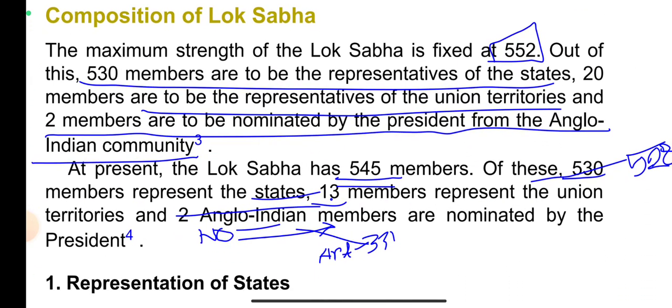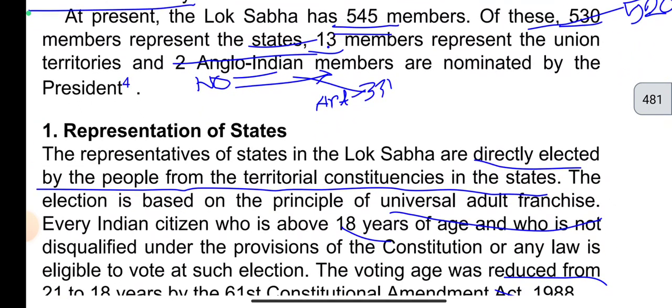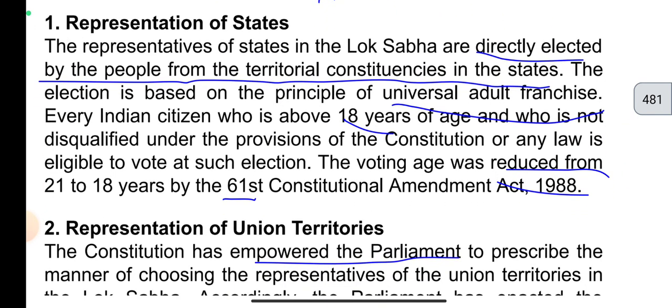Composition of Lok Sabha. The maximum strength of the Lok Sabha is fixed at 552. Out of this, 530 members are to be representatives of states, 20 members are to be the representatives of the Union Territories, and 2 members are to be nominated by the President from the Anglo-Indian community. At present, the Lok Sabha has 545 members. Of these, 30 members represent the states, 13 members represent the Union Territories, and 2 Anglo-Indian members are nominated by the President.